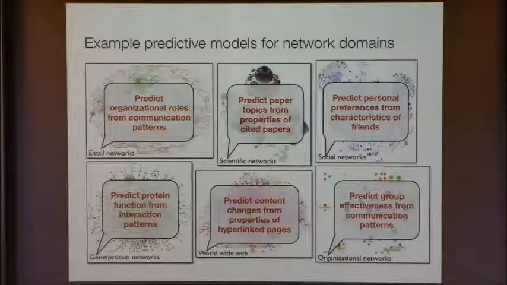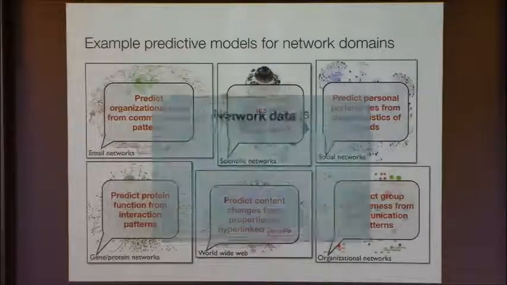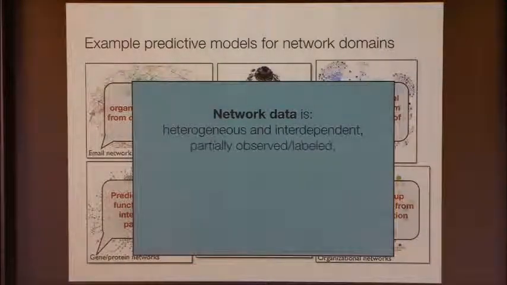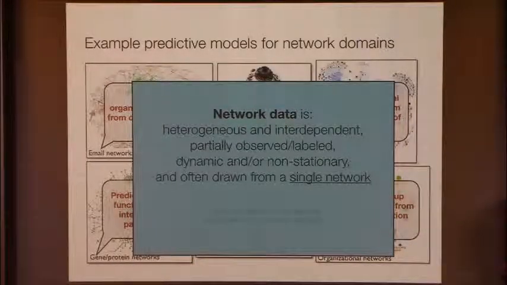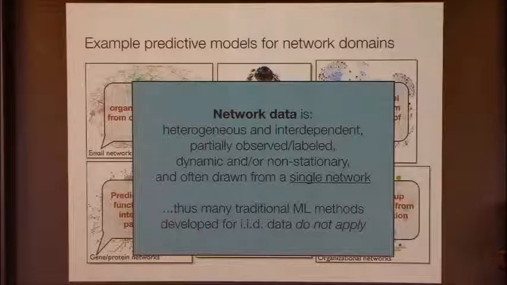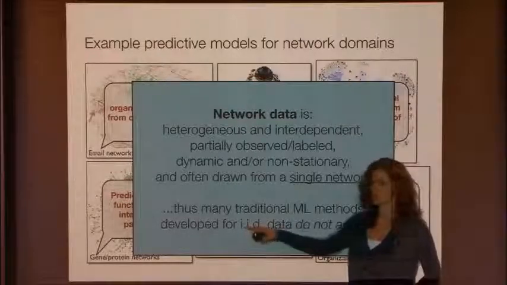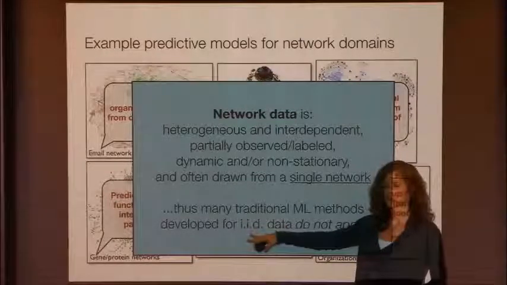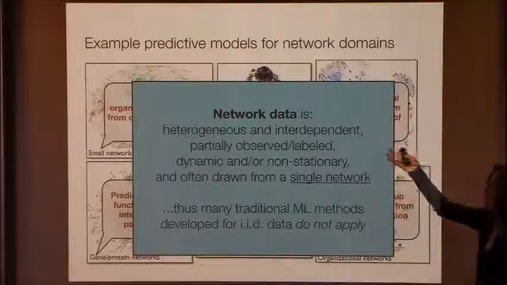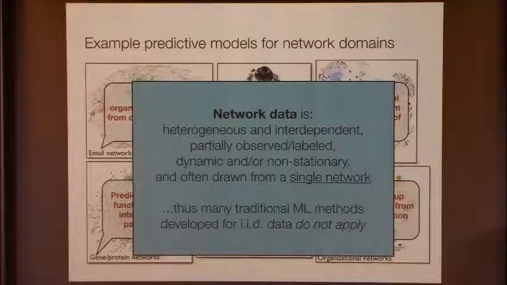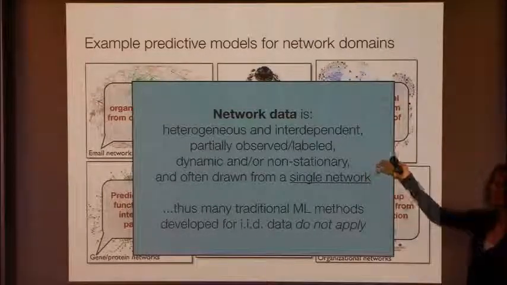And so the key challenges in this area of relational learning, which is what we have focused on for the last 10 or 15 years, are that all of the methods developed in traditional or conventional machine learning, where we assumed that the data were independent and identically distributed instances, no longer hold in these network domains. And so we have heterogeneous interdependent instances. We might have partially observed networks with partially observed labels, which is the kind of thing that Art was talking about. The networks themselves might be dynamic or non-stationary.